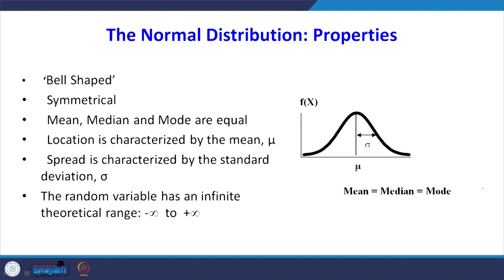Next we are entering into a very important distribution, that is the normal distribution. Normal distribution is, we can say, the father of all the distributions, because suppose some phenomenon is happening, if you are not aware, you can assume that it follows normal distribution. Normal distribution is bell shaped, it is symmetrical, and the mean, median and mode are equal. The location of the normal distribution is characterized by mu, and the spread is characterized by sigma. The random variable has an infinite theoretical range, that is minus infinity to plus infinity.